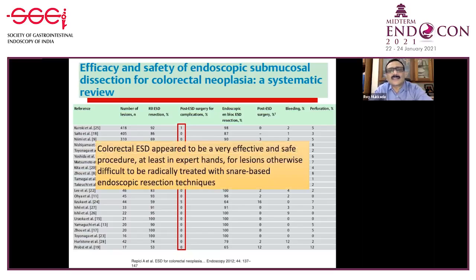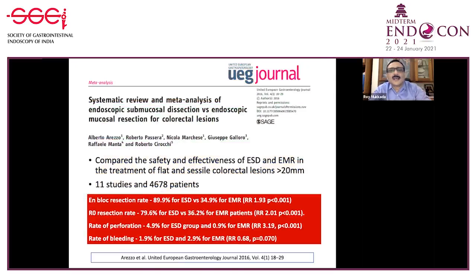So colorectal ESD appears to be a very effective and safe procedure, at least in expert hands, for lesions otherwise difficult to be radically treated with snare-based endoscopic resection techniques. The systematic review says that the en bloc resection rate is 90% in ESD, whereas it is 35% in EMR. The R0 resection rate is 80% in ESD and 36% in EMR.